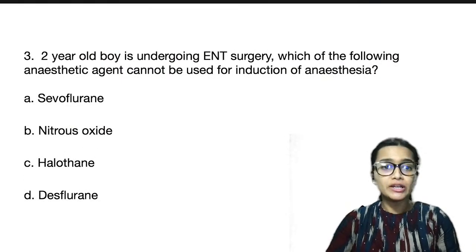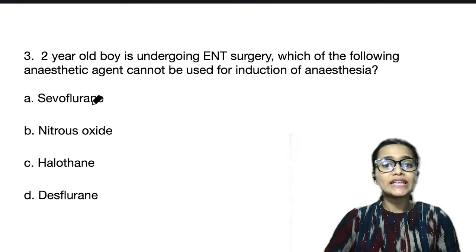So coming to question number 3, a 2-year-old boy is undergoing ENT surgery. Which of the following anesthetic agents cannot be used for induction of anesthesia? So the key word here being cannot.